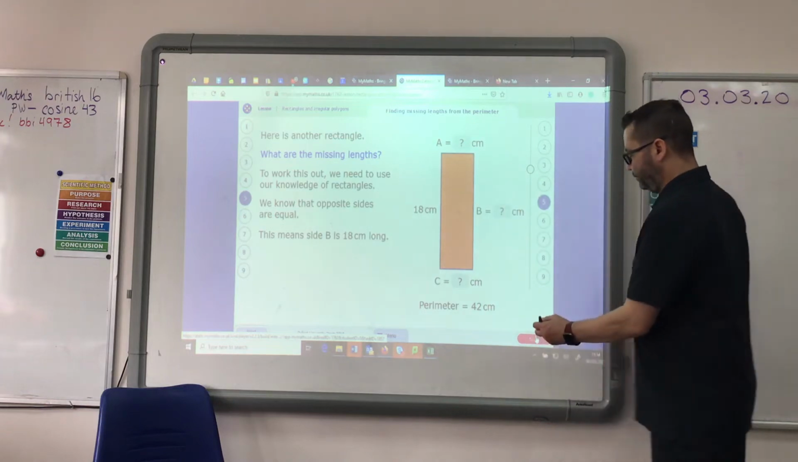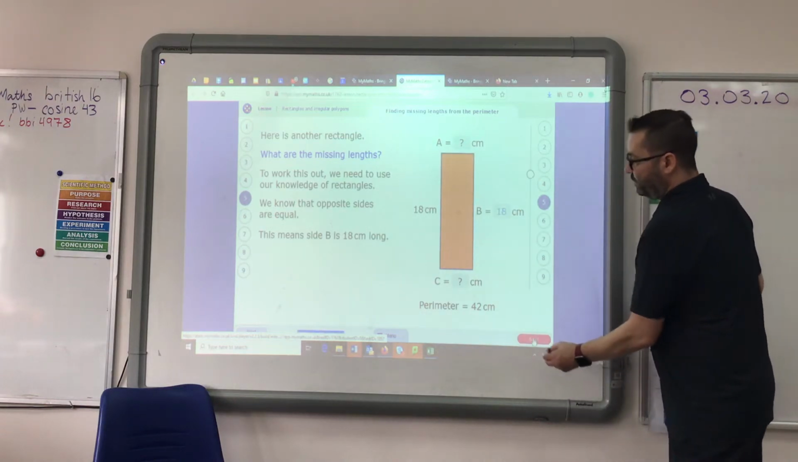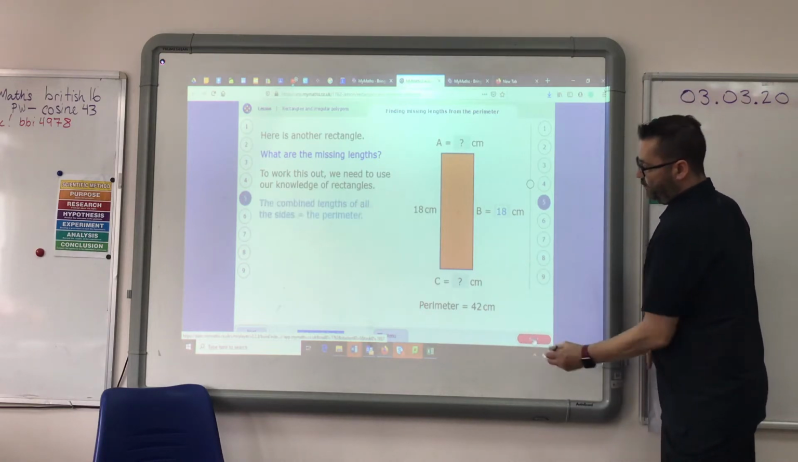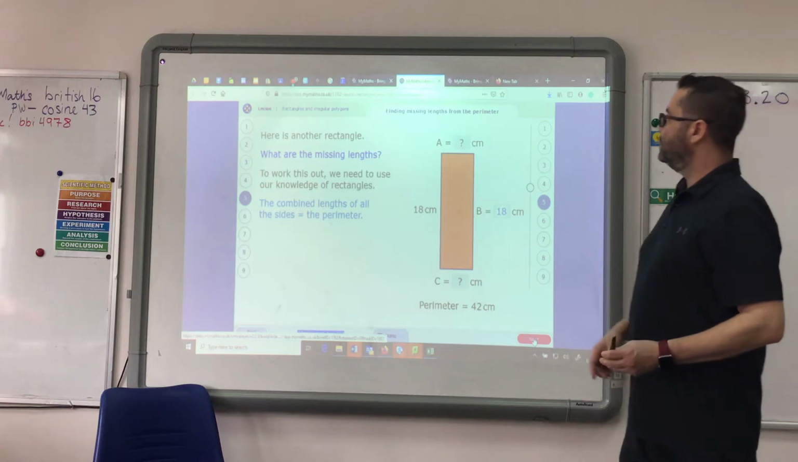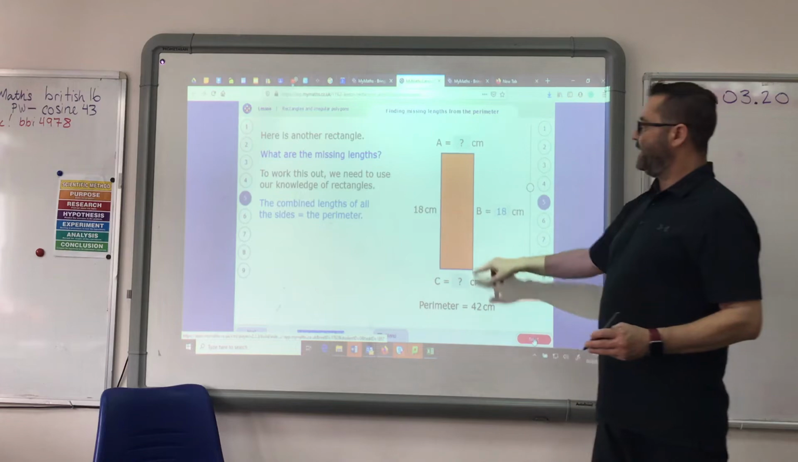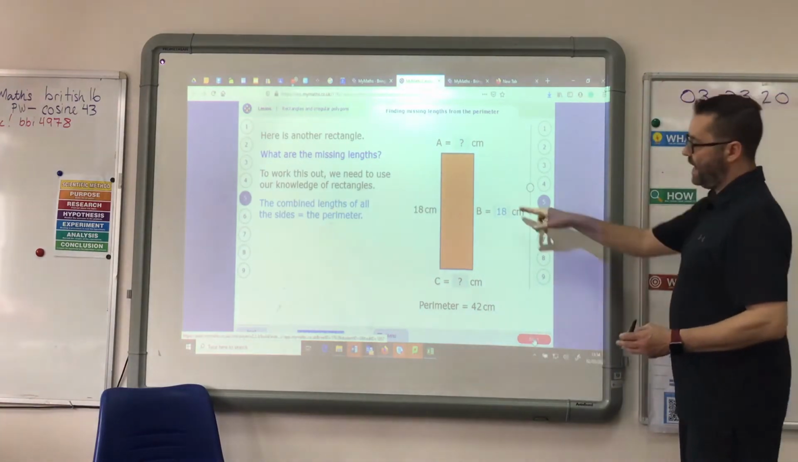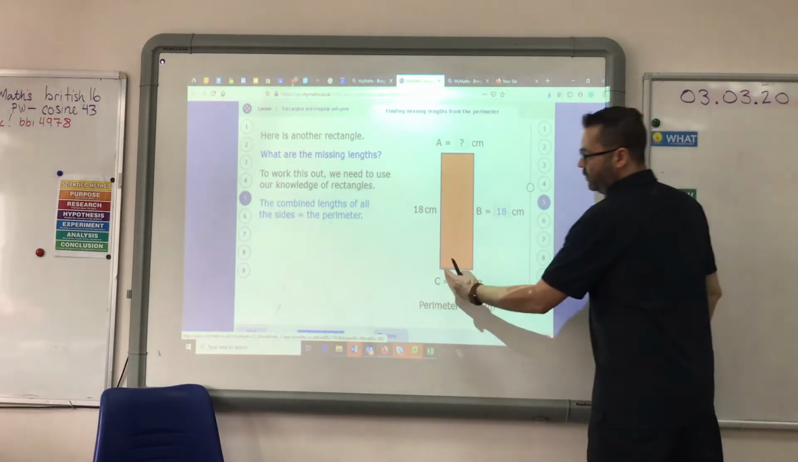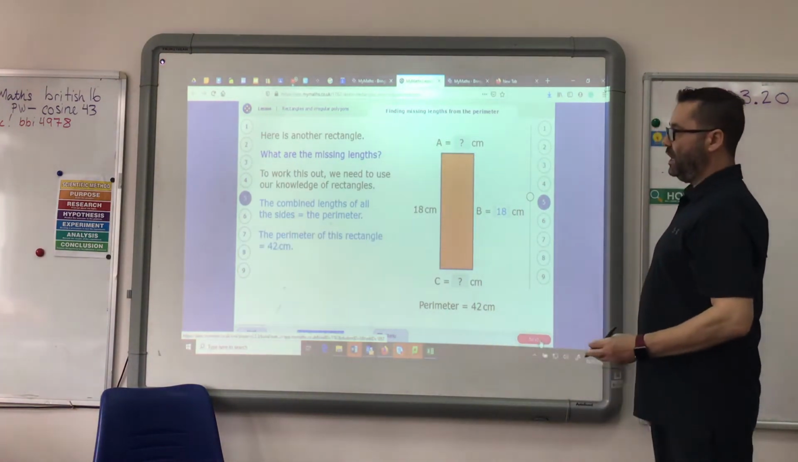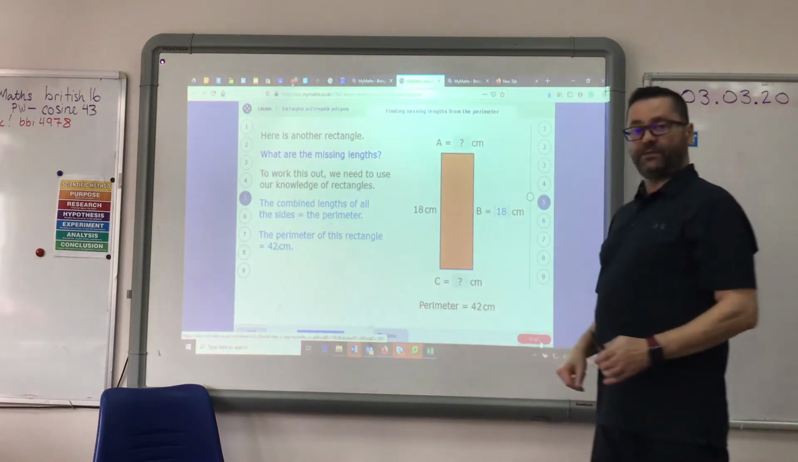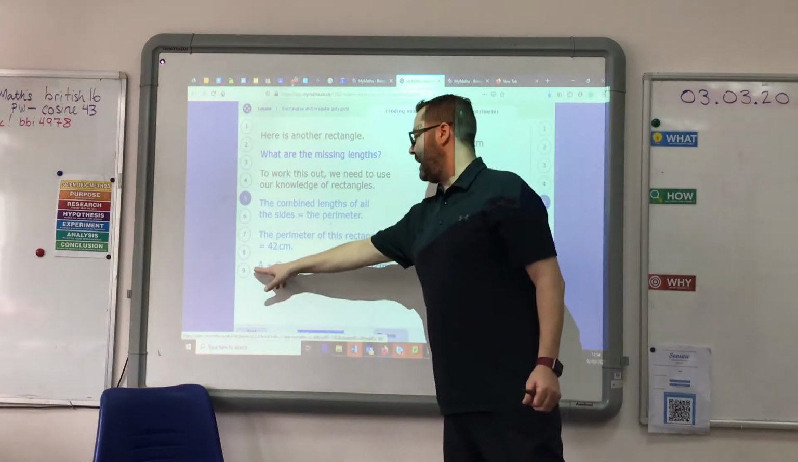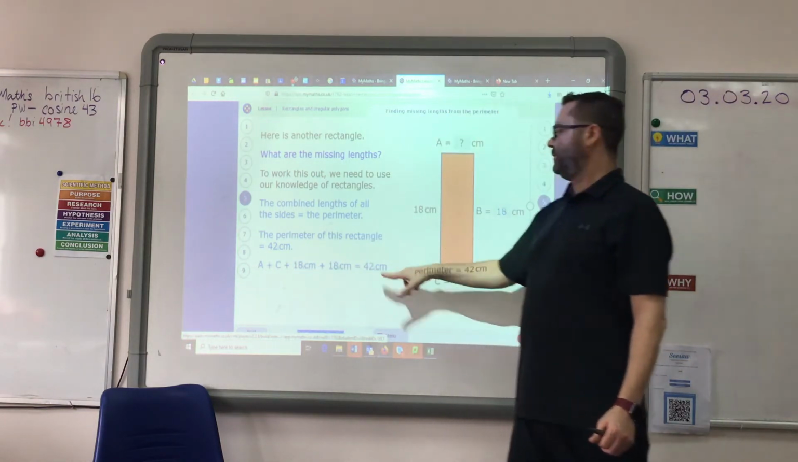So you work through and you look at the different questions to find the missing sides. We know that all the way around the perimeter is the total combination of adding up all of the sides. And we also know that this is equal to this. So if the perimeter is 42 centimeters long, we can work out that A plus C plus 18 plus 18 equals 42. So how would we use these facts to help us?